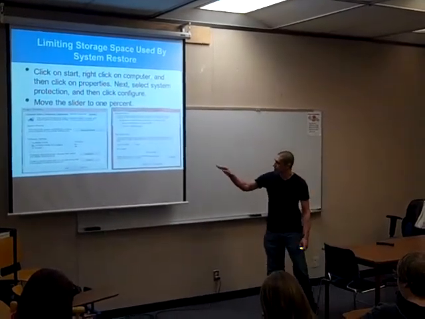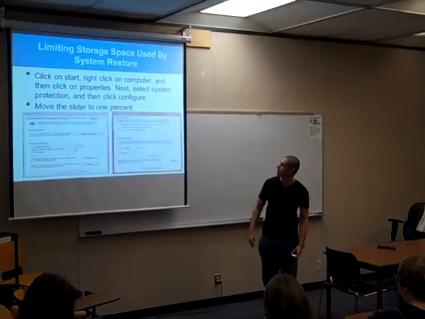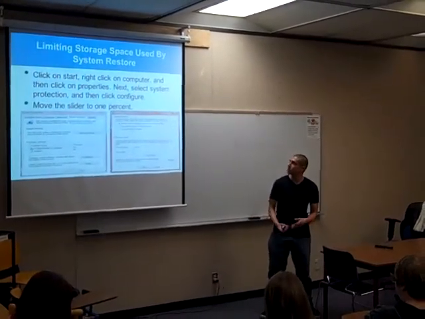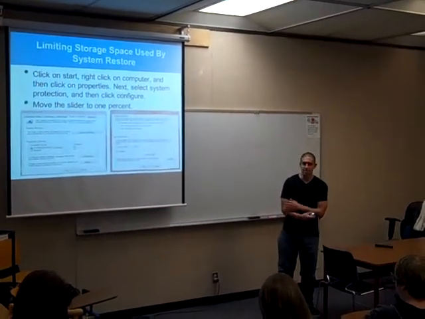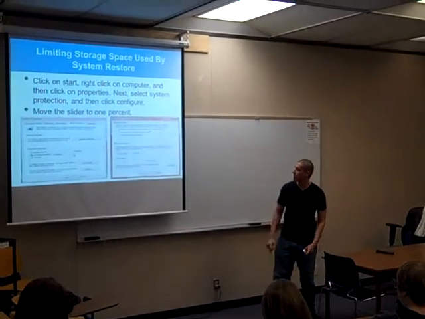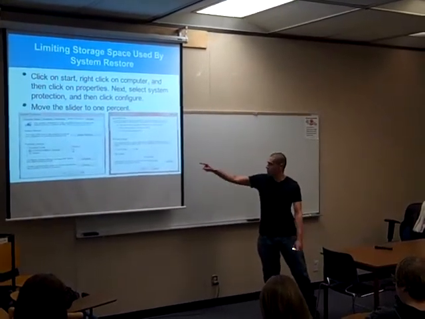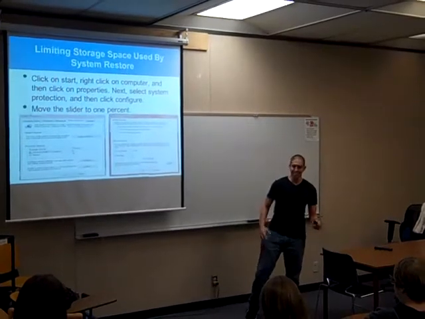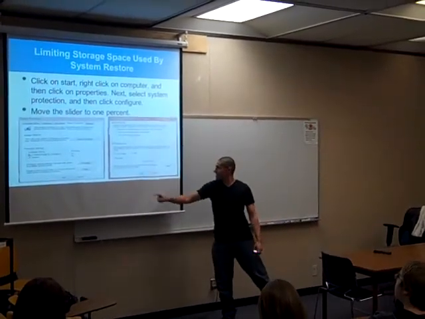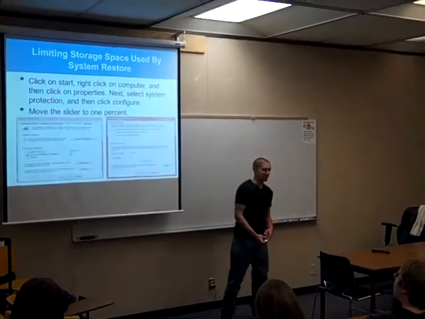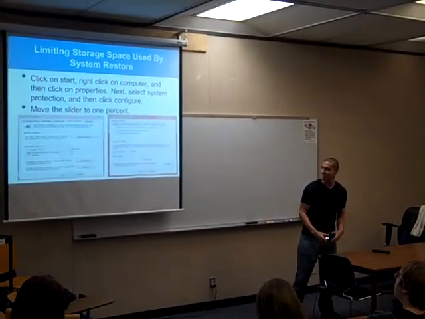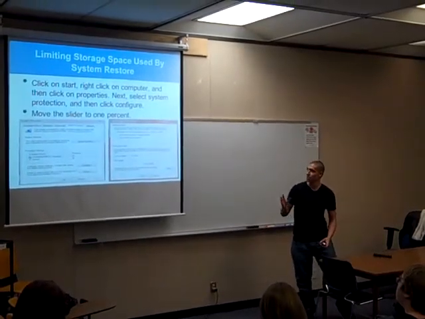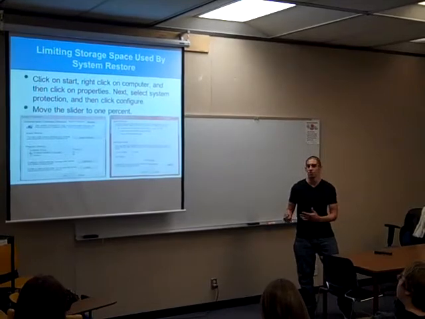It's a little hard to get to this. Click on Start, right click on Computer, select Properties, then select System Protection and Configure. Then you move that pointer to 1%. When I noticed this, it was at 6%, and I was using about 15 GB of memory on restore points, which is ridiculous. You don't need to. With that little trick, you could limit some of the memory being used.